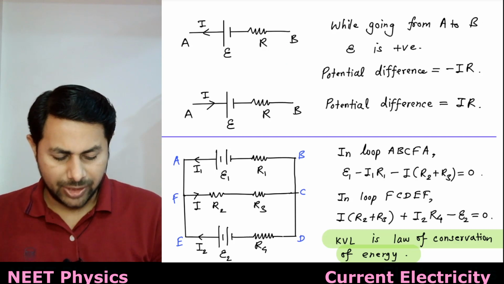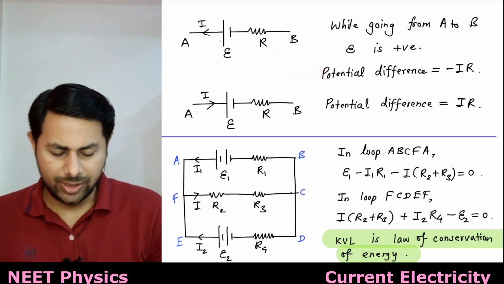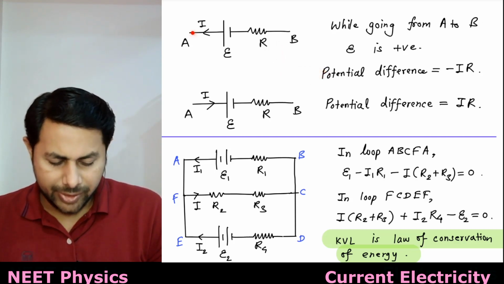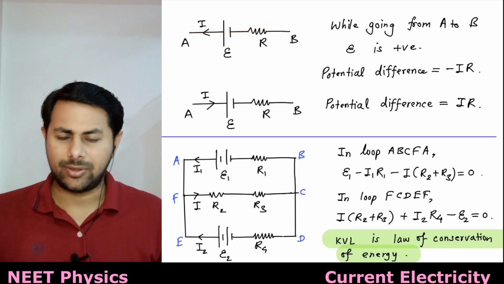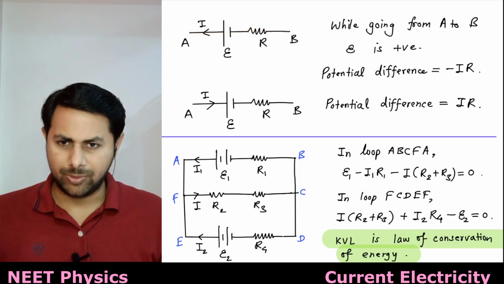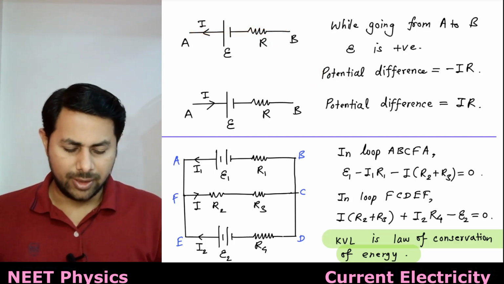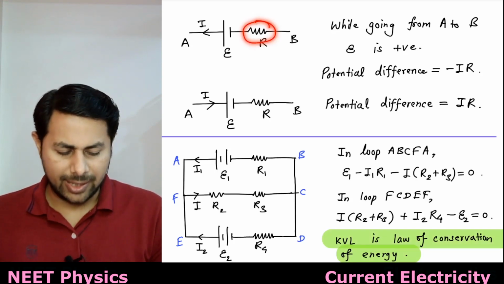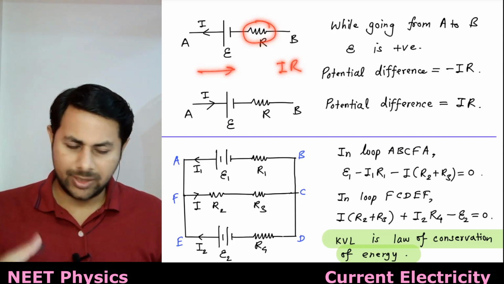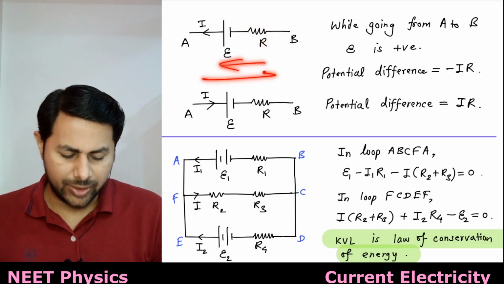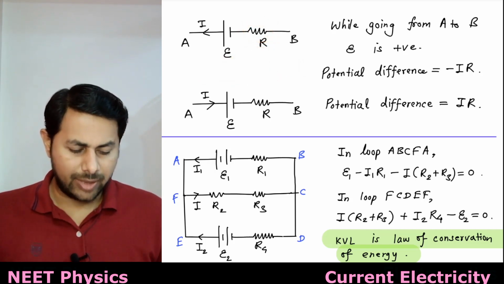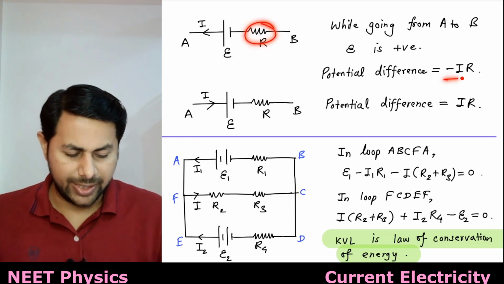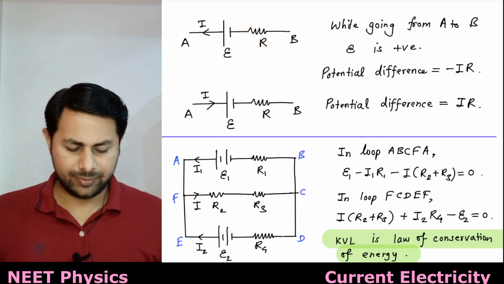And what would be the potential difference in this case? The potential difference would be negative because you are moving in opposite direction of the current. The potential difference in R is I times R, but since you are going in opposite direction of current, which is this way, you are going from A to B, therefore the potential difference you will take as minus IR.